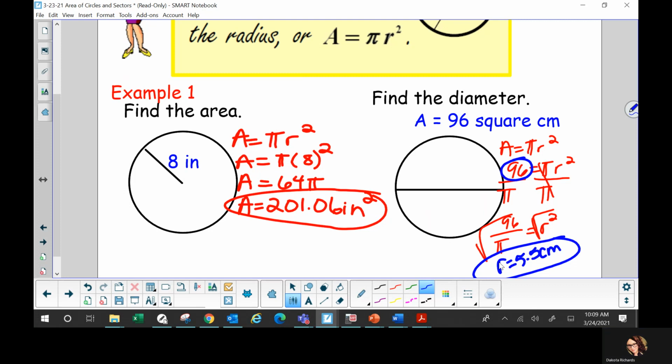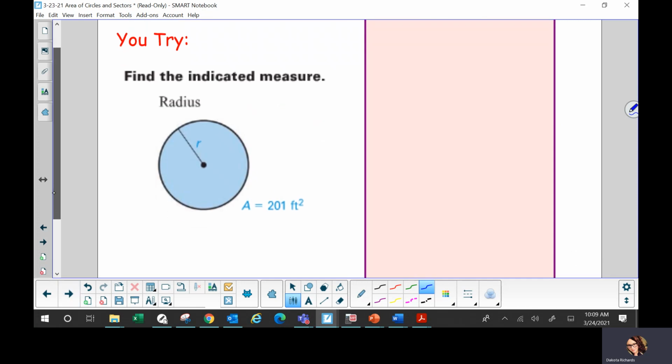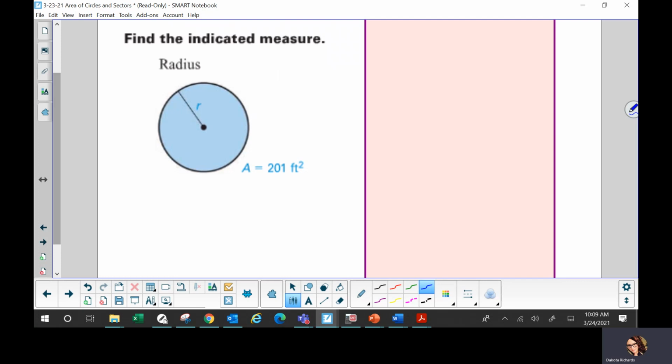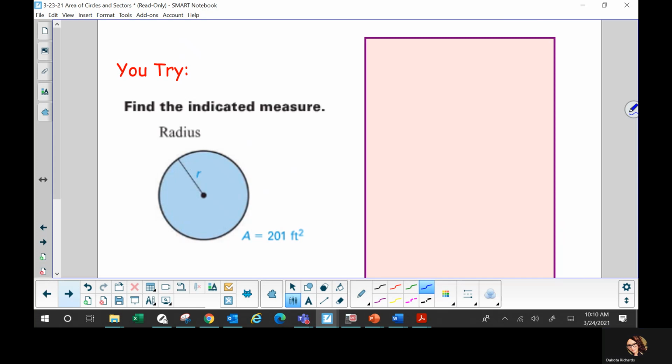So if you want to find the radius and you're given the area, go ahead and try this one on your own. It's the same thing we did here where we were given the area is 96 and you're trying to find the radius. Okay, so if area is 201 square feet.